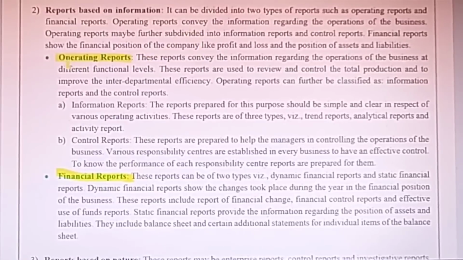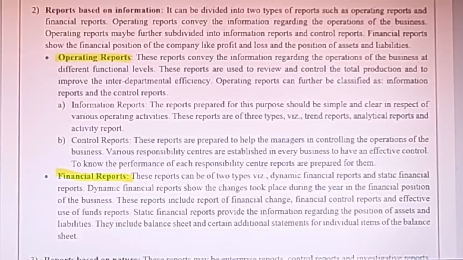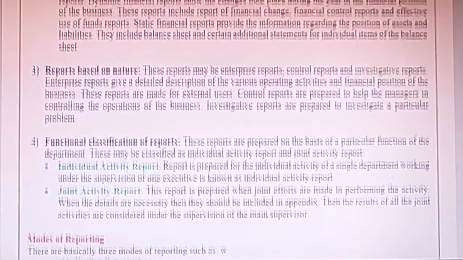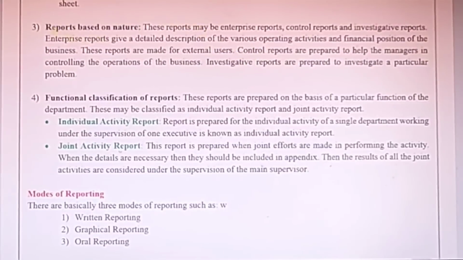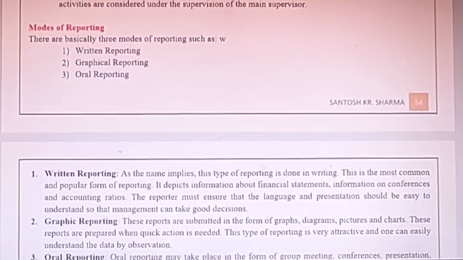Operating reports basically show the operation of the business organization, and financial reports, as you know, profit and loss account, final accounts, balance sheet, like that. Then there are some reports based on nature, and there are some functional classification of reports like individual activity report. This is prepared for each individual or worker, and joint activity, that is group activity report. So like that. Another very important question, modes of reporting.